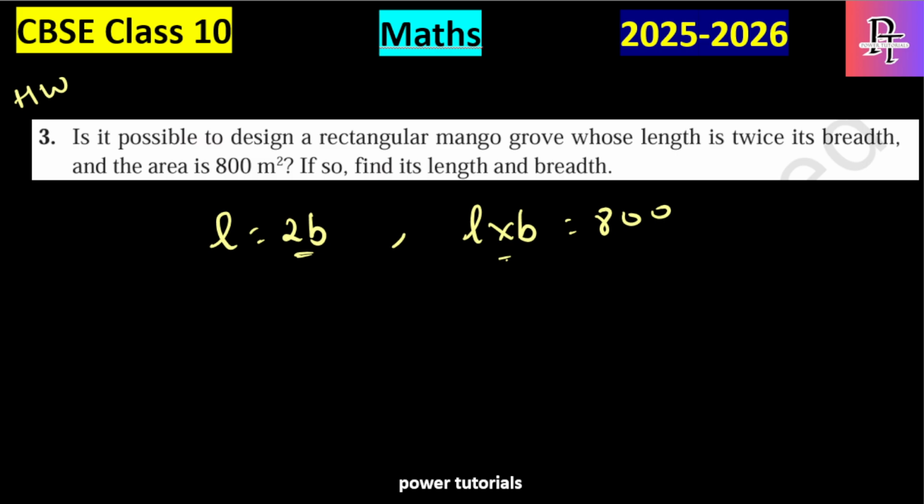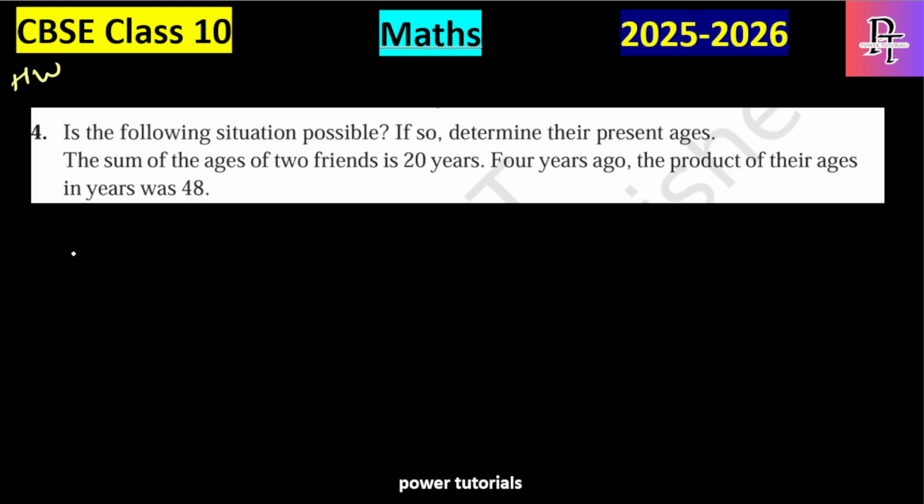You have to find the length and breadth. You can guess and try. And the fourth is also homework. Is the following situation possible? If so, determine the present ages.